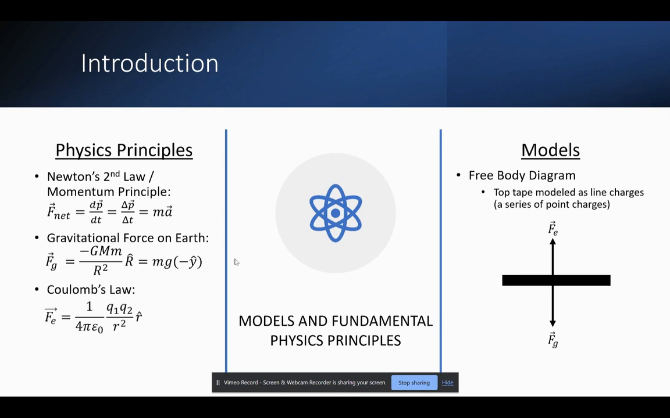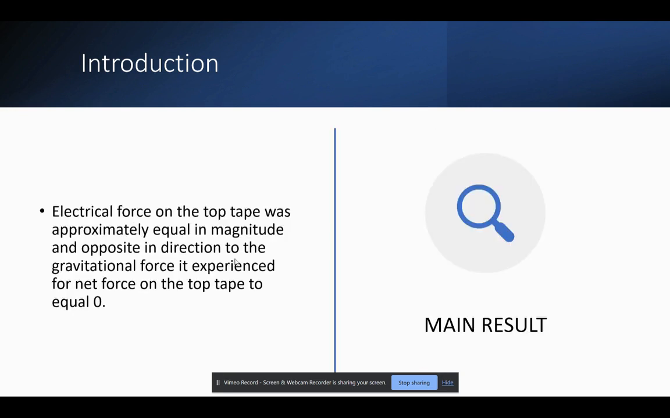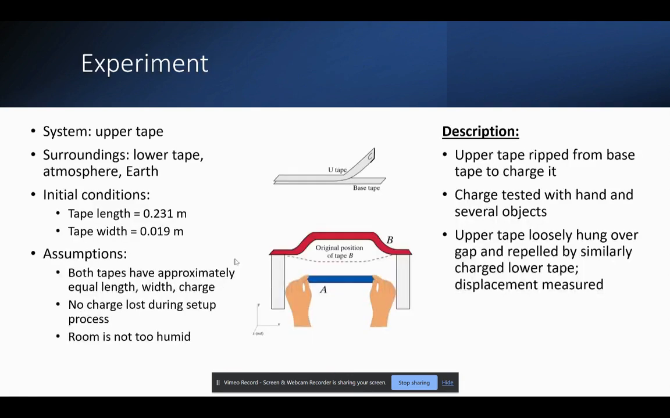I also use a free body diagram to model the top tape as a line charge, or a series of point charges. The main result of this lab was that the electrical force on the top tape was approximately equal in magnitude and opposite in direction to the gravitational force, for the net force on the top tape to equal 0. For the physical experiment, the system was the upper tape, and the surroundings were the lower tape, atmosphere, and Earth.